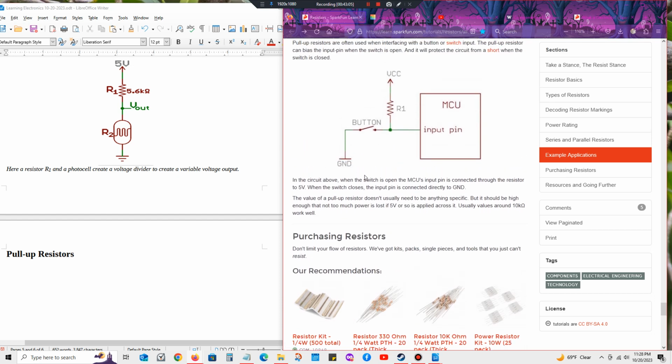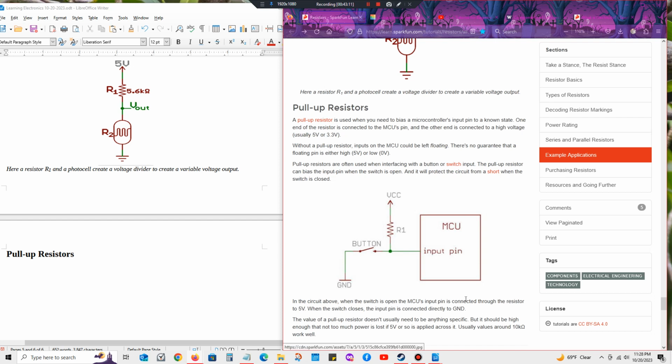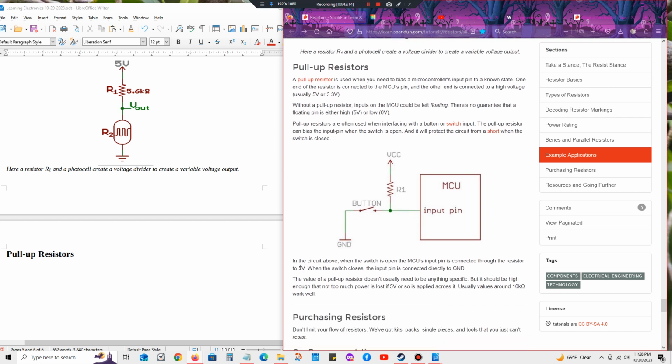So in the circuit above, when the switch is open, the microcontroller's input pin is connected through the resistor to 5 volts. When the switch closes, the input pin is connected directly to ground. Okay. Open, and if it's connected, closed.